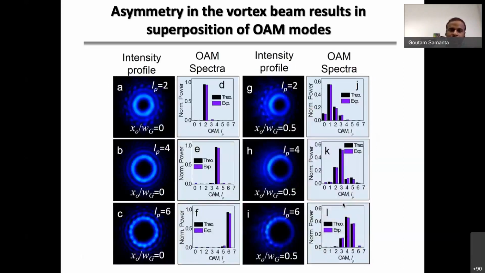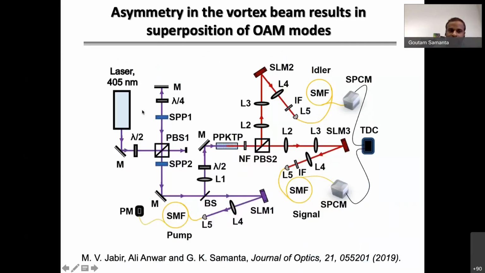So what we have done, this is the experimental setup. We have used a blue laser, and then using this blue laser and an SPP, we have converted it into a vortex beam, and this vortex beam we can make asymmetric. We have measured the spatial structure, or the OAM content, of the beam using a spatial light modulator and single mode fiber.